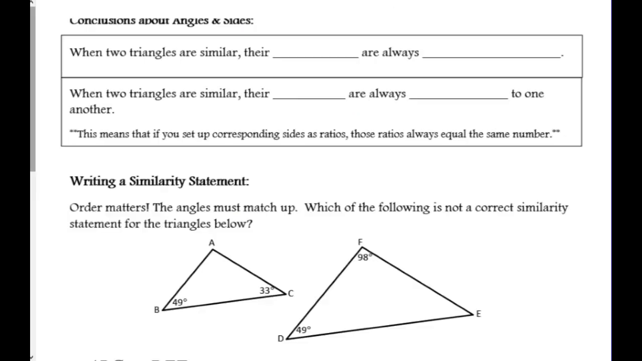1. All right. So on the next page, conclusions about angles and sides. When two triangles are similar, their angles are always what? So from the front side, remember the angles were always the same, right? They're congruent. For sure, the angles are going to be the exact same for each similar triangle.